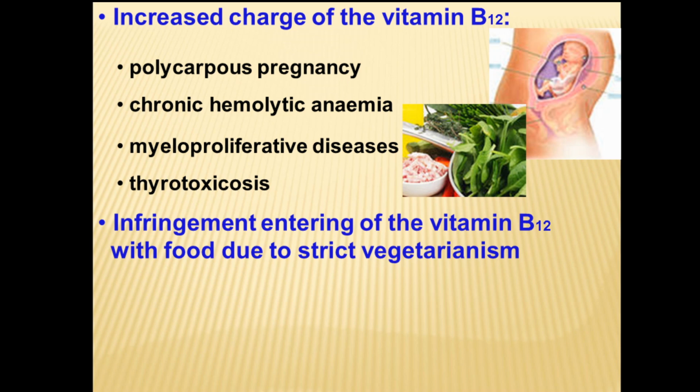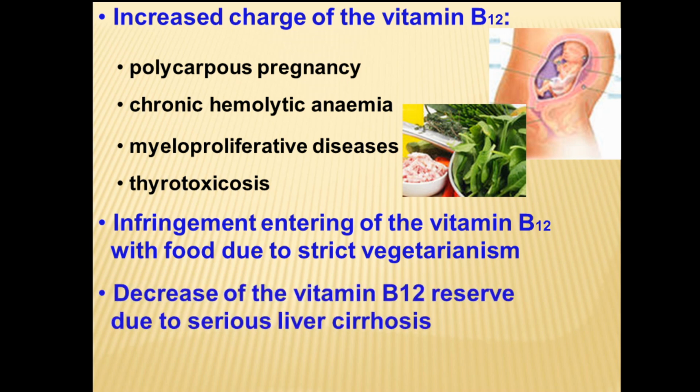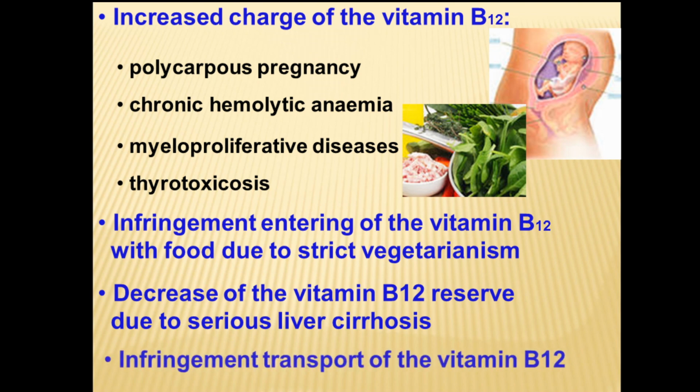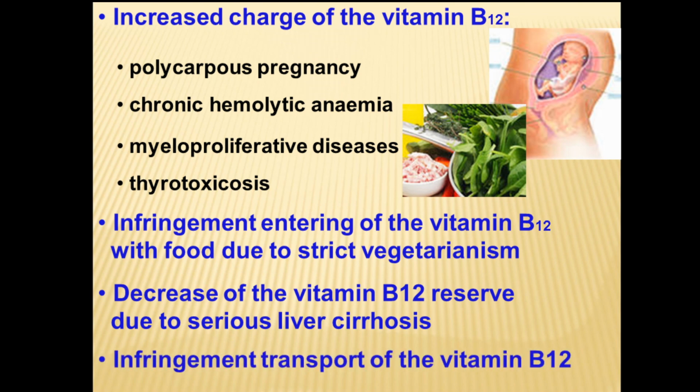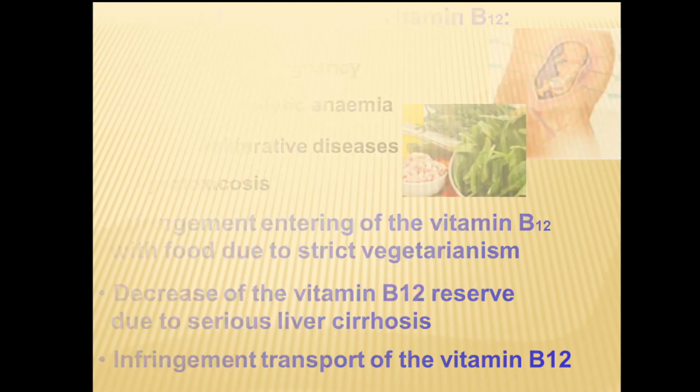Dietary factors. We remember that vitamin B12 is first of all present in animal food, and strict vegetarian patients are predisposed to formation of B12 deficiency anemia. And in rare cases there is impaired transport of vitamin B12 due to problems with some enzymes, which must be established only in specialized institutions.